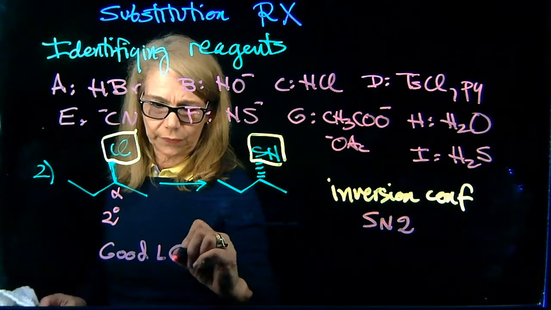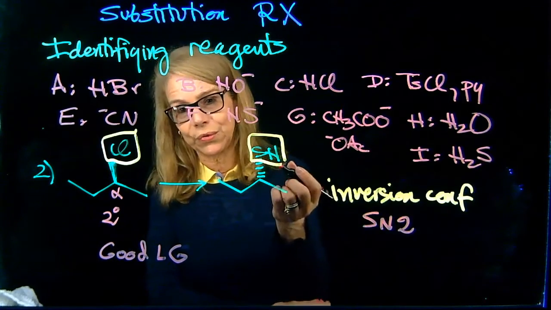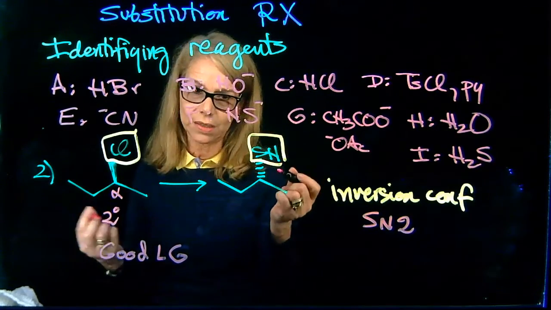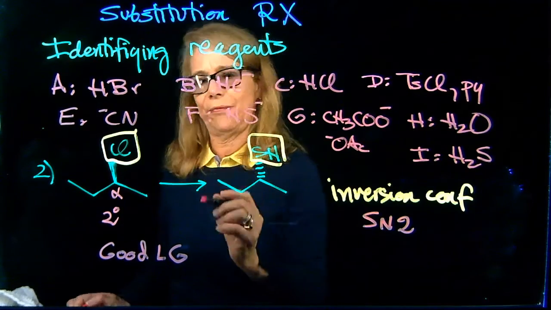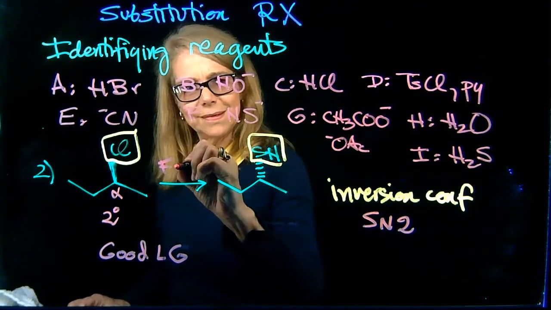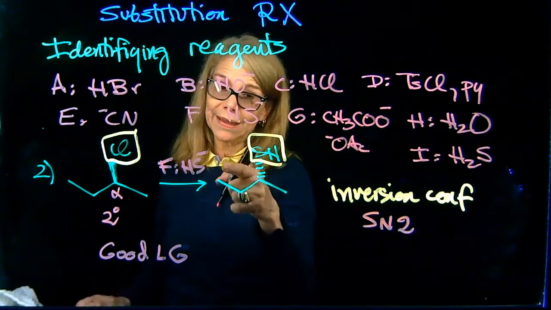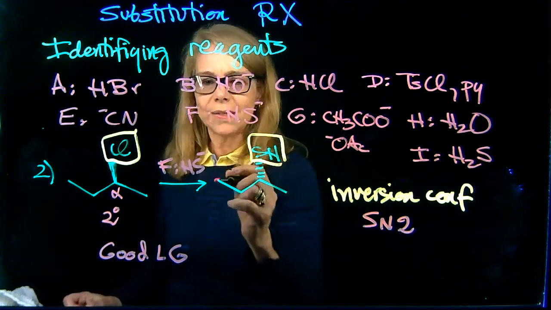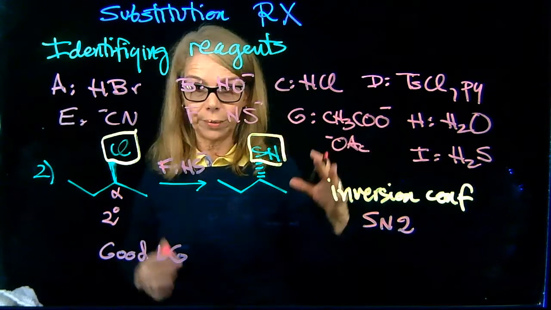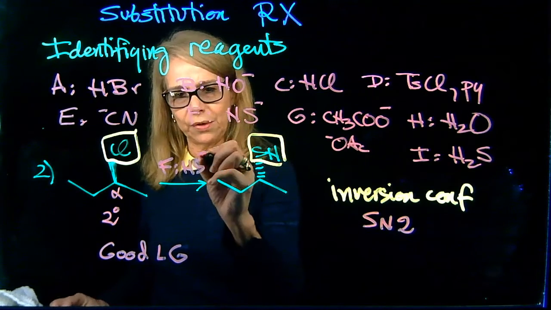So good leaving group, and typically we need good nucleophiles. We use good nucleophiles, strong nucleophiles. Here, in this case, the appropriate reagent is NaSH. So you have HS negative. Remember that sulfur is right below oxygen in the periodic table. So similar, but larger orbitals, so it's a much better nucleophile. So you will have the nucleophilic attack.